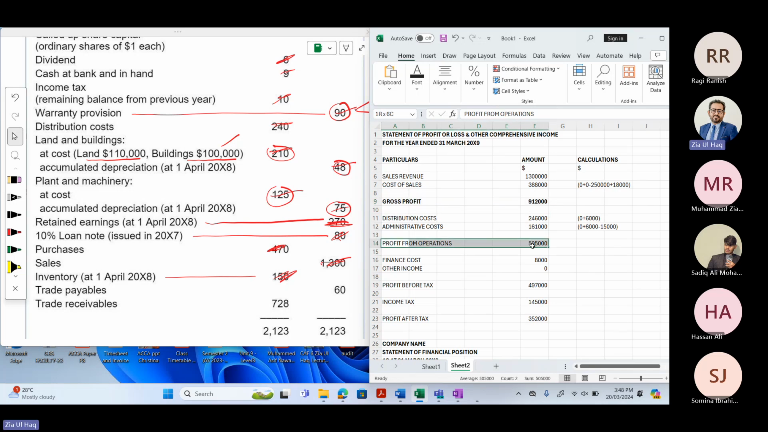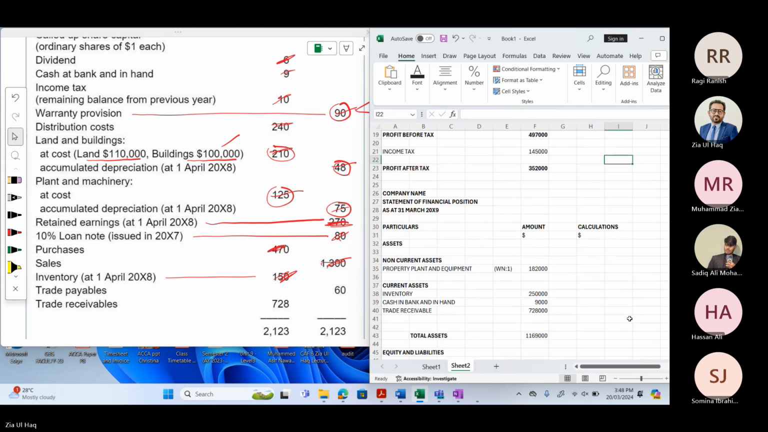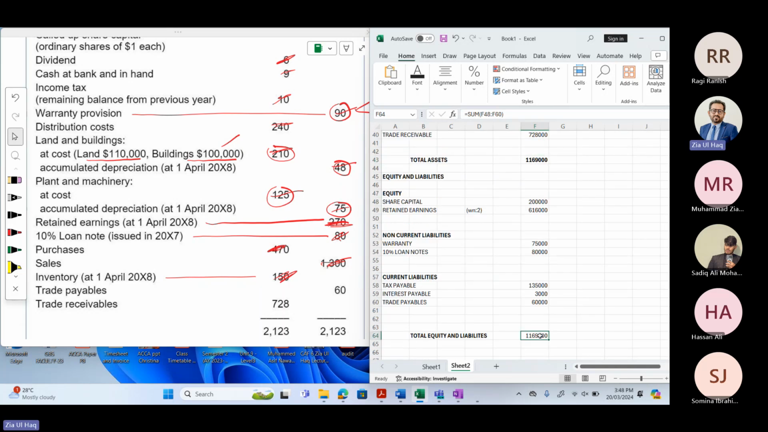Now we can put some formatting. This GP figure, we can put to Control B, bold. This profit from operations we can put to bold. I mean, a little bit much better presentation. Profit for the year figure will be bold. This should be bold. And this should be bold. Oh, sorry. Control Z, Control V.